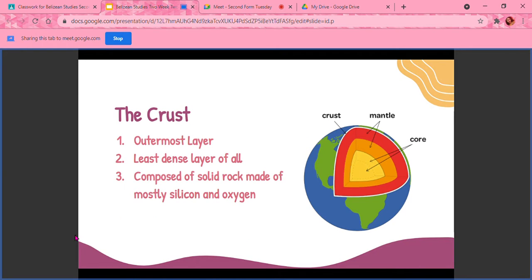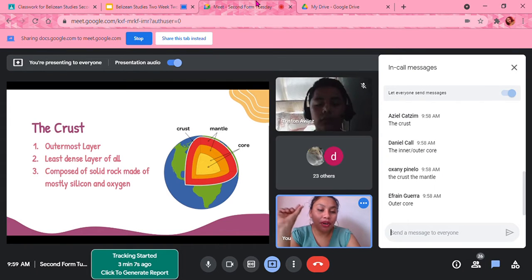The first one is the crust. Now, as I mentioned, the crust is the outmost layer, so where we are, what we can see, it's the surface of the earth, and it's a little bit in depth. It's not as thick, so if you take a look at the diagram, the little white line is the depth of the crust. It's very, very thin compared to the other layers of the earth. The crust is the least dense layer of all.